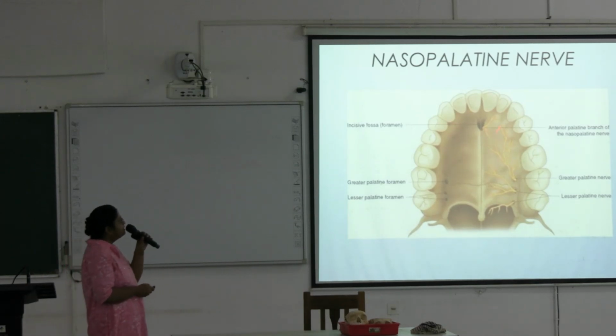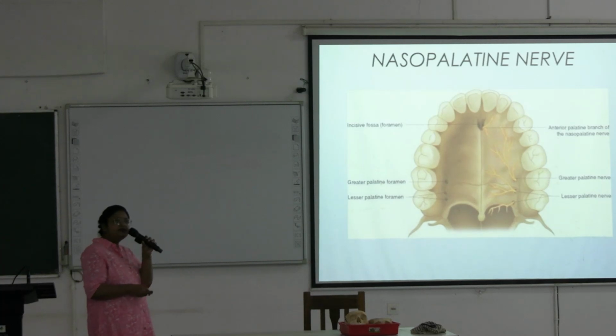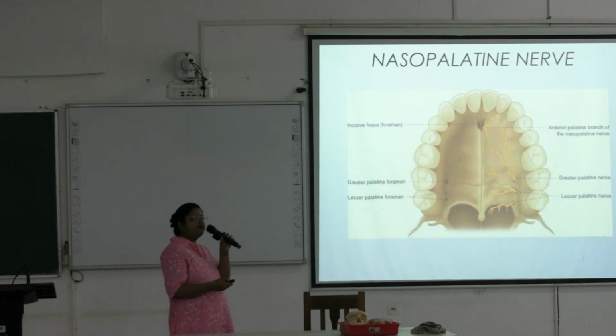See, here is the anterior palatine branch of the nasopalatine nerve passing through the incisive foramen of the palate. Here is the greater palatine nerve, and the lesser palatine nerves coming out from the greater palatine foramen and lesser palatine foramen. These are branches of the nasopalatine.